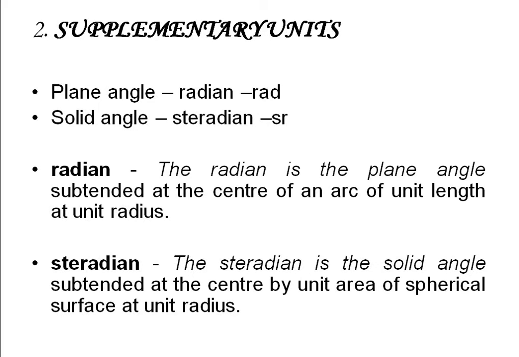Radian is the plane angle subtended at the center by an arc of unit length at unit radius. So it is a plane angle. Whereas steradian is a solid angle subtended at the center by unit area of a spherical surface at unit radius. So that is the plane angle, radian, and for solid angle it is steradian.